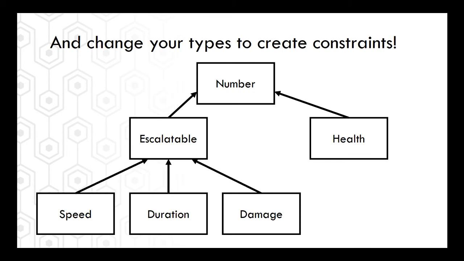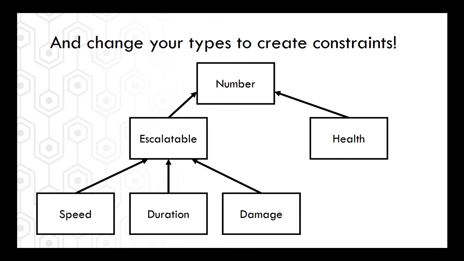So now what we can do is we can start customizing our domain-specific language to take these things into account. Now, both health and speed are numbers, but only speed and duration and damage can be escalated. Health can't be increased or escalated. And that will prevent us from accidentally increasing health, as shown in our example.